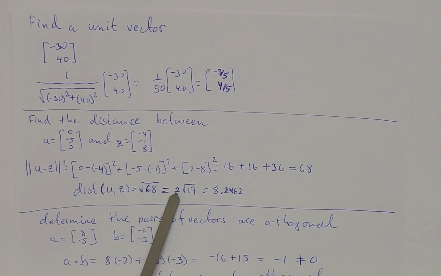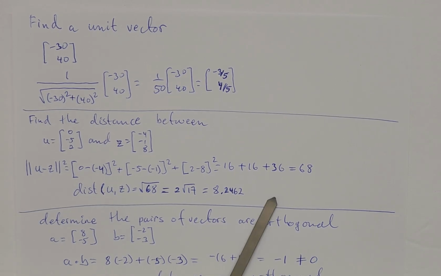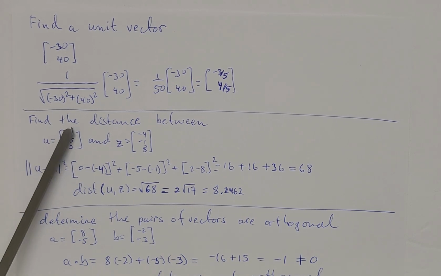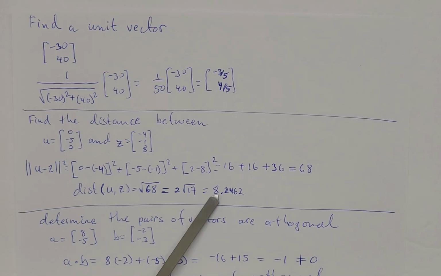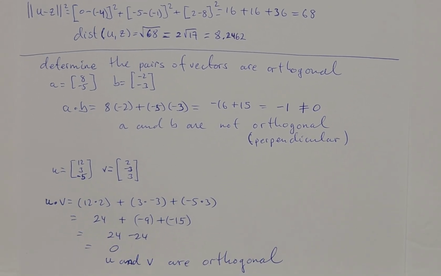Square root of that comes out to be 2 square root 17. If you want it in decimal, it comes out to be 8.2462. So the distance between this vector and this vector is 8.2462 units, whatever the unit is. It could be centimeters, millimeters, inches if it wants to be, but for now just units.